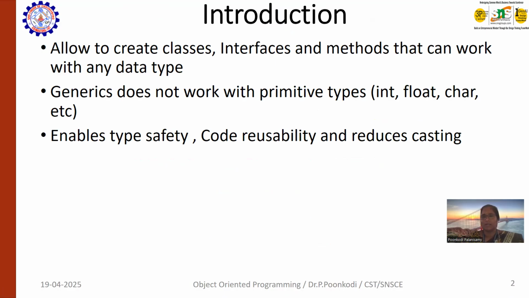This allows us to create generic classes and methods. It can work for any data type, but one condition is that generic programming does not support primitive data types. It is also used to enable type safety and reusability, and to reduce casting. Typecasting means conversion. Already you have studied this in C programming, right? If we are giving a value as an integer and I want to convert it into a float, then we can go with casting operations.